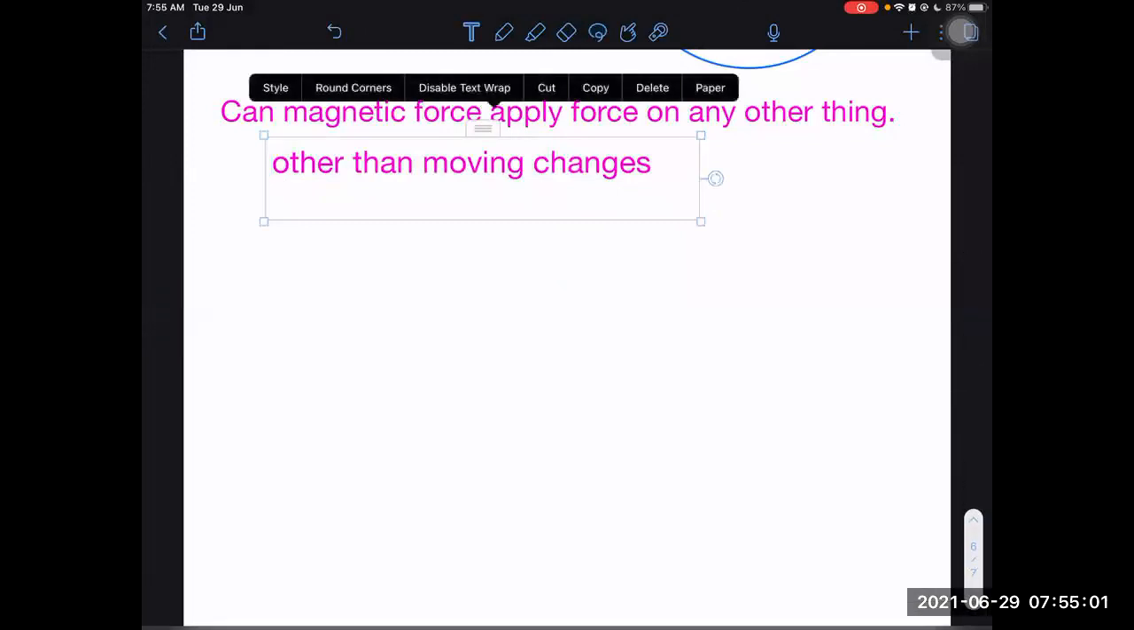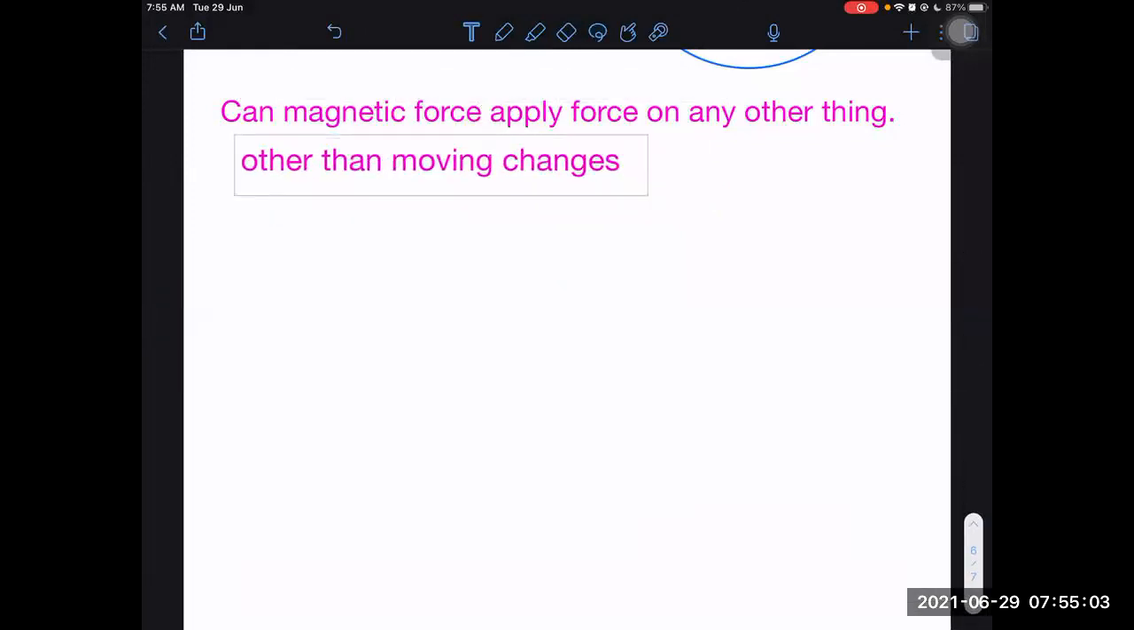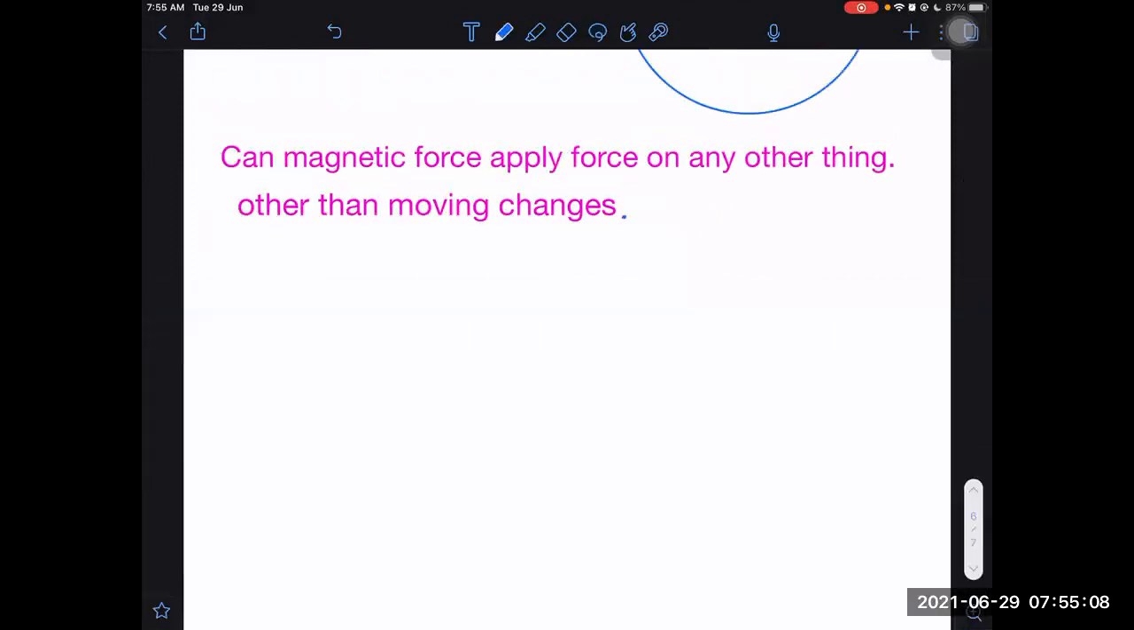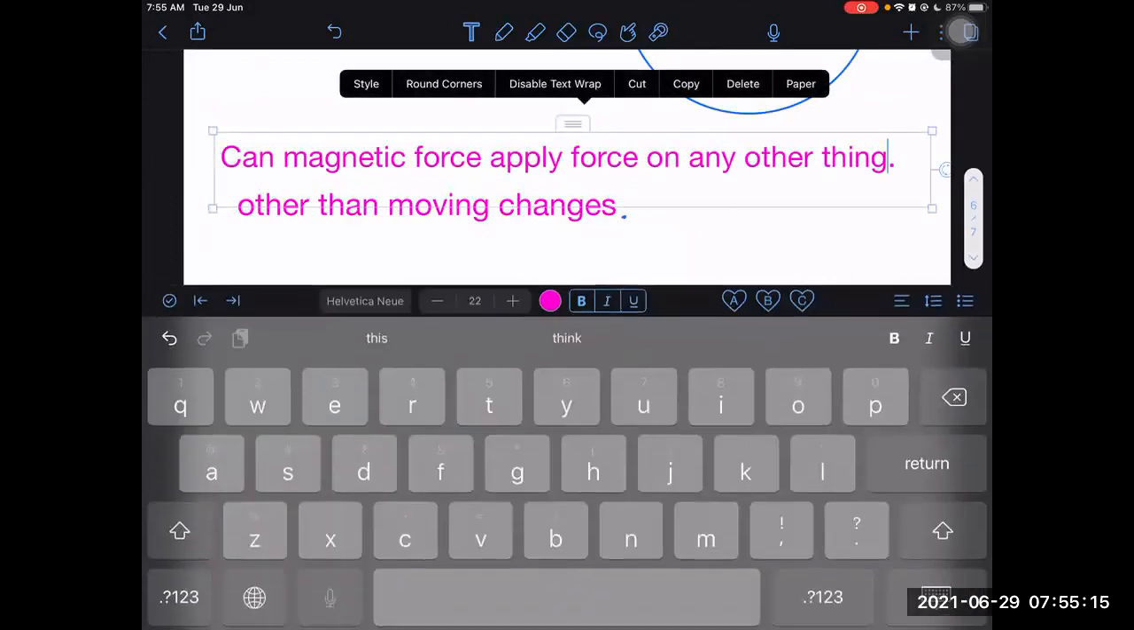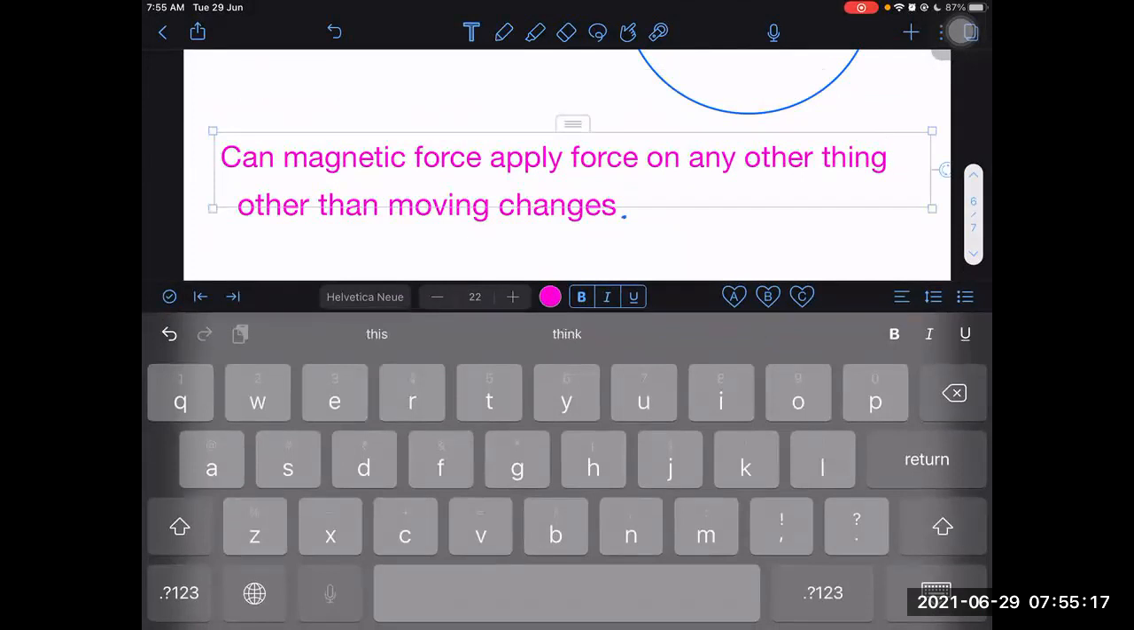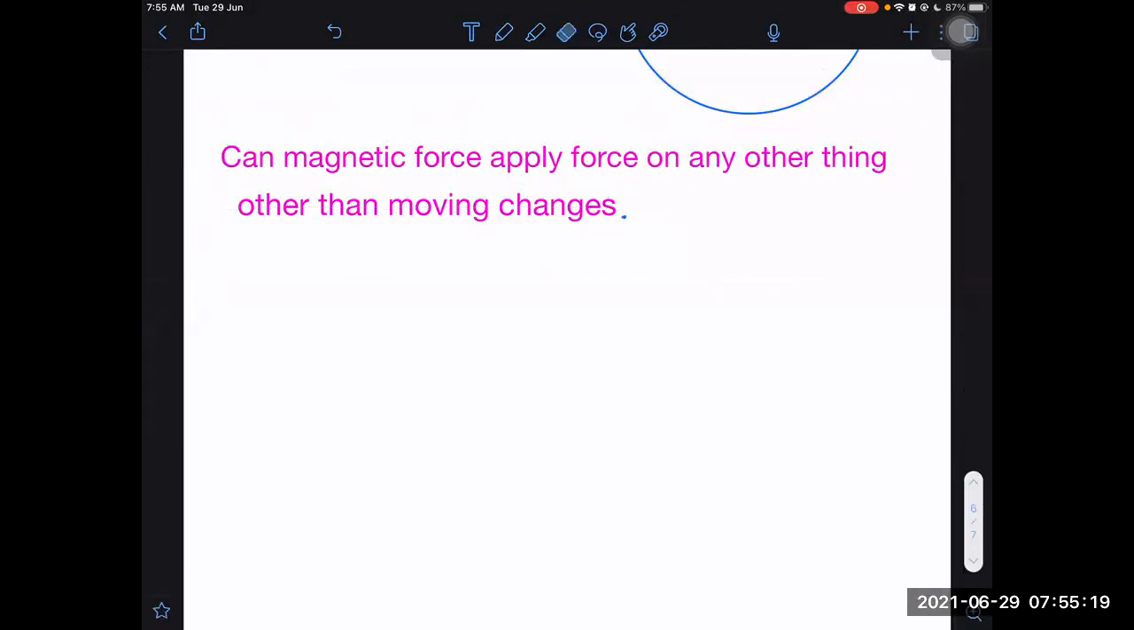So did you give a thought on this? Can magnetic field apply force on any other thing other than moving charges? I think you will say it cannot, right? You will say that only or not? It can never apply indirectly, even if it is doing some work on rod or any other thing. That is actually, it can do work only on the charges, but not on any other thing. It cannot do work even on the charges, and it cannot interact with any other thing. So magnetic force cannot apply force.